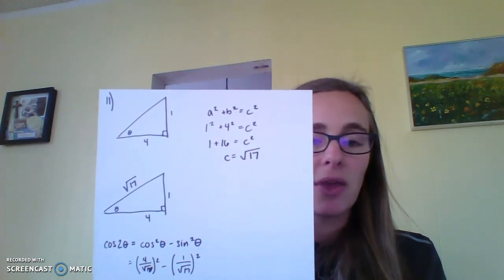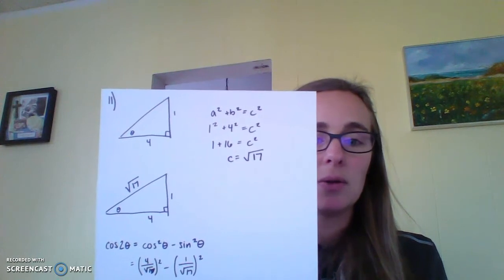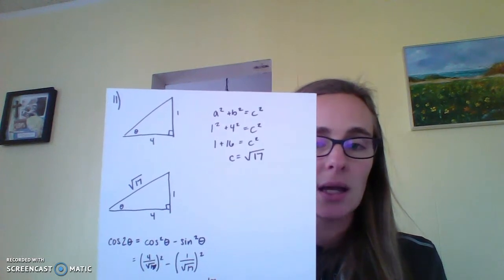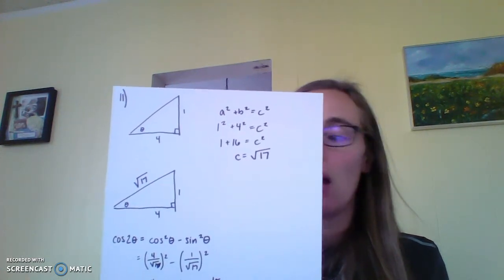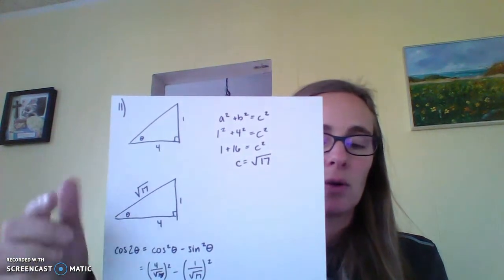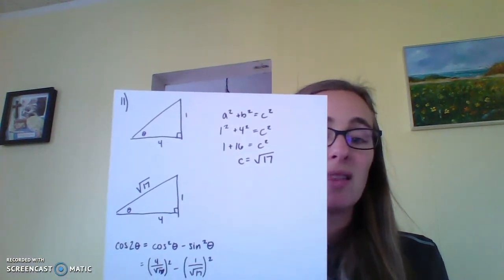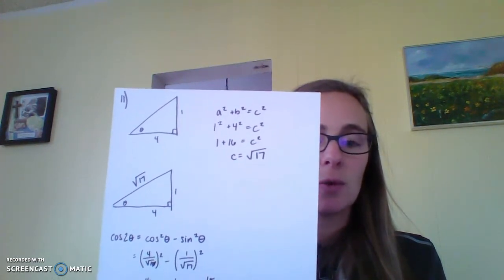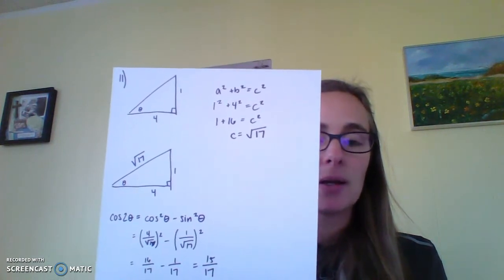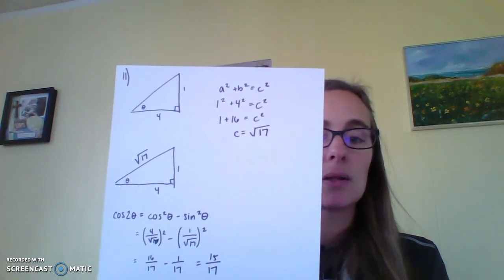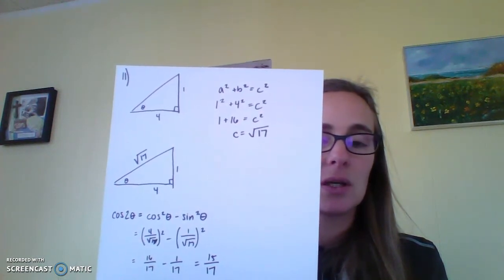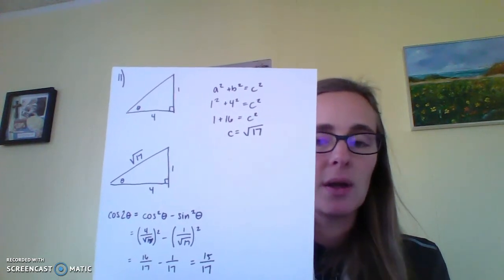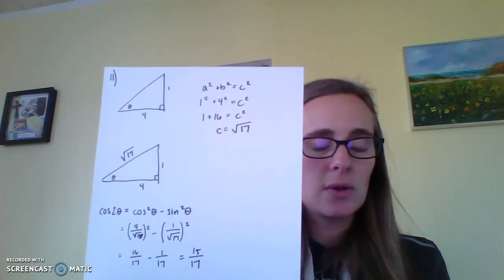So cosine of theta is adjacent over hypotenuse, so 4 over the square root of 17, all of that squared, minus sine squared theta, so sine of theta is opposite over hypotenuse, so 1 over the square root of 17, squared. And then again, you just plug and chug, you do the math. 4 over the square root of 17 squared is 16 over 17, minus 1 over the square root of 17 squared, so minus 1 over 17, gives us 16 over 17 minus 1 over 17, 15 over 17. So hopefully at this point, this should be fairly clear how we did this with cosine of 2 theta.